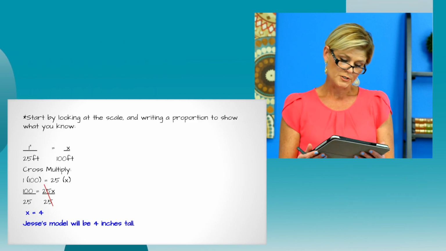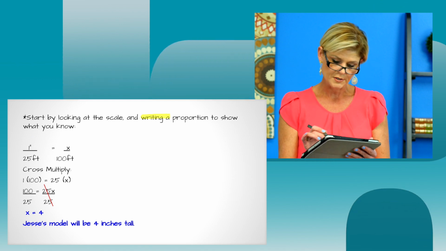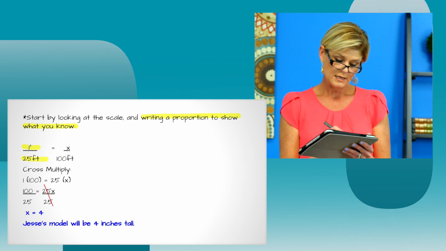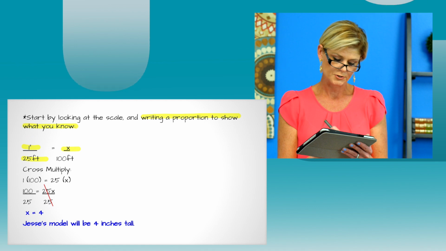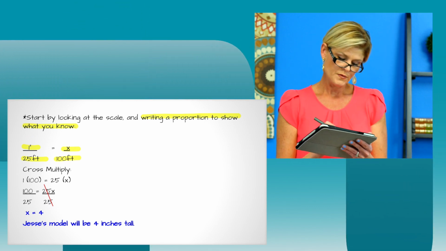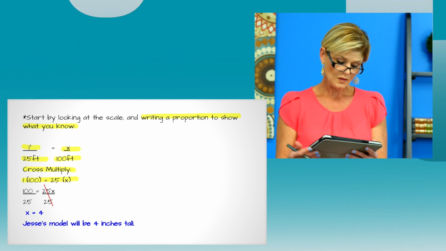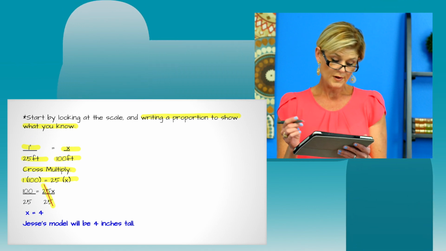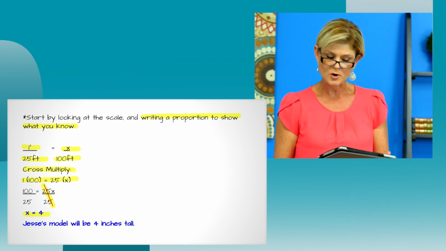You're going to start by looking at the scale and writing a proportion to show what you know. So you have 1 inch to 25 feet equals x inches, the unknown variable. We don't know how many inches for 100 feet. You may have already figured it out. We're going to cross multiply, and we get 1 times 100 equals 25x. Then we do the multiplication and divide both sides by 25, and we're left with x equals 4. So Jesse's model will be 4 inches tall.